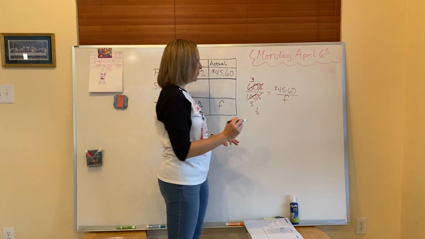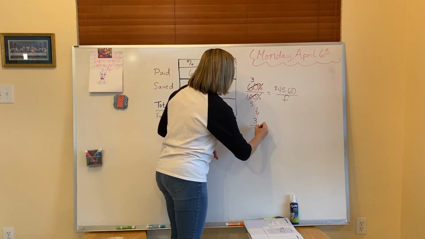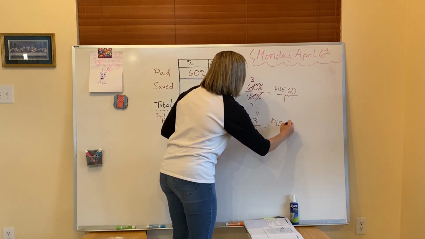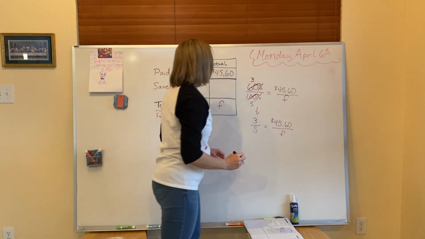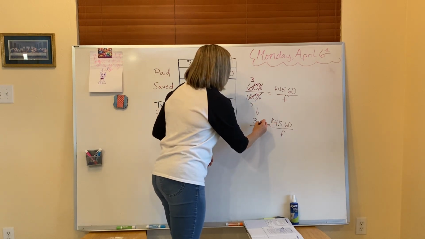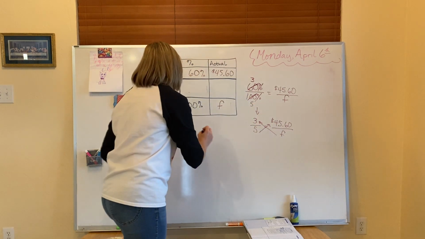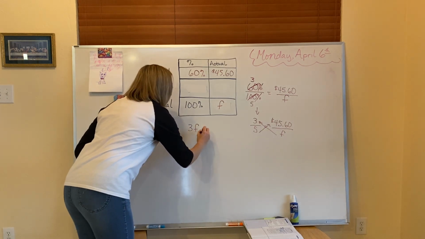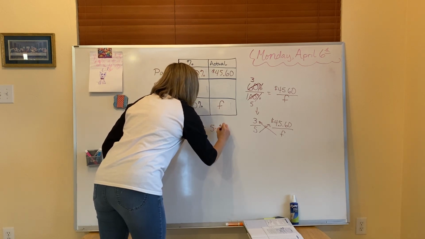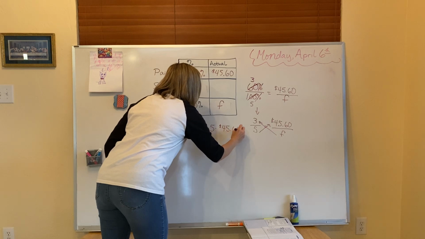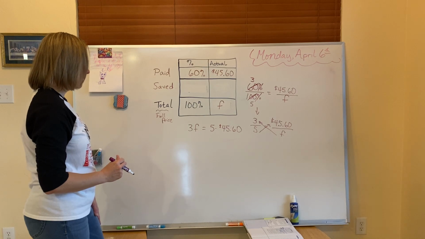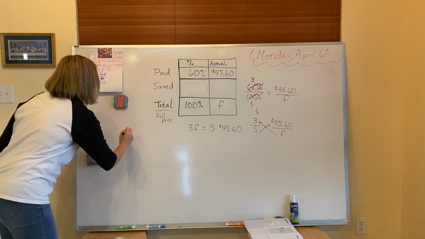Okay, so let's carry our problem down. 3 is to 5 as 45.60 is to F. Are we ready to cross multiply? Yeah, let's do it. Let's set up our equality. So we're going to multiply 3F, 3 times F is equal to 5 times 45.60. Okay. Let's go ahead and multiply 45.60 times 5.